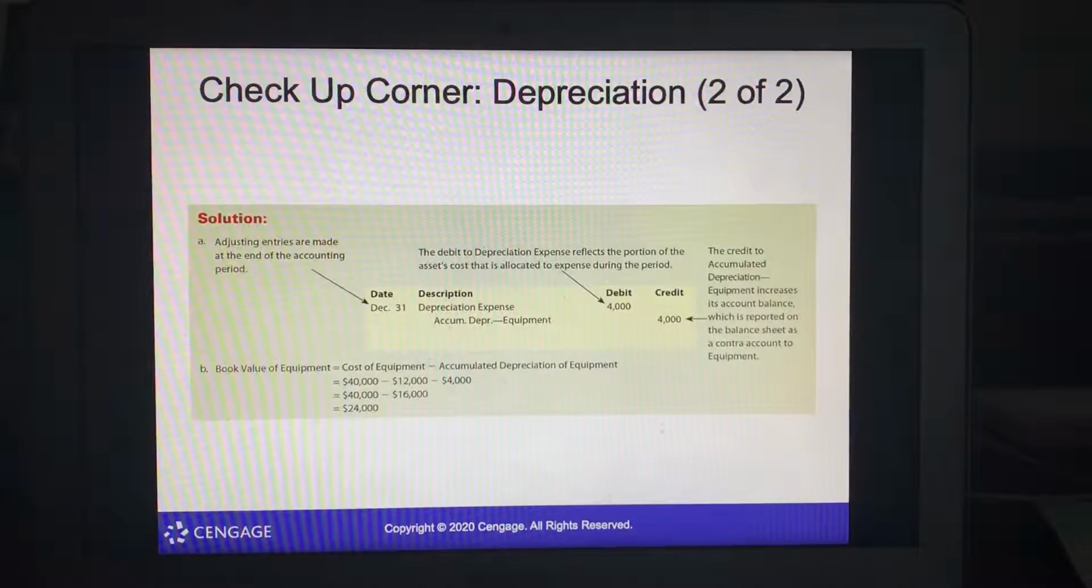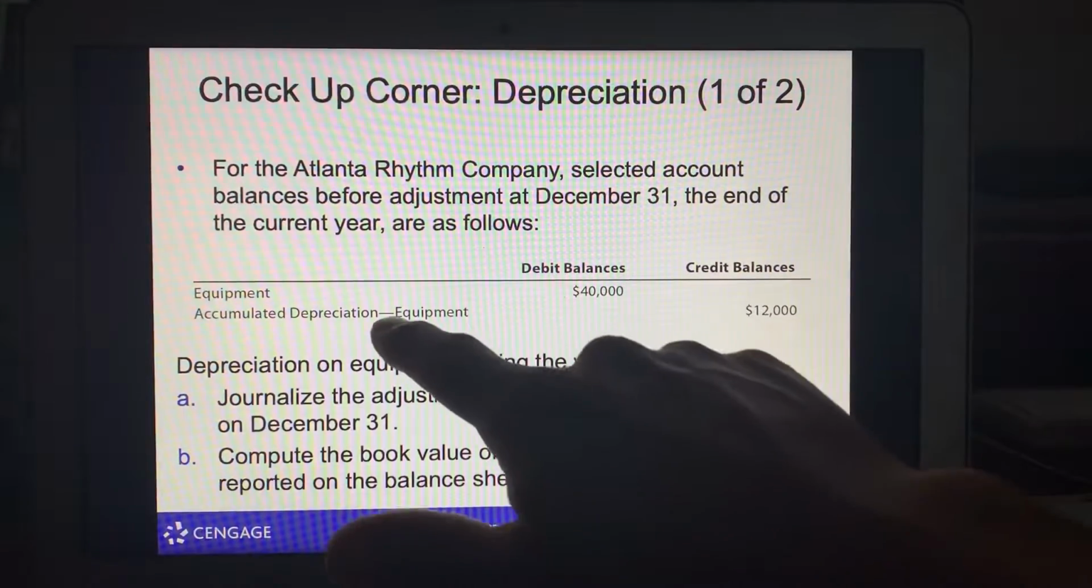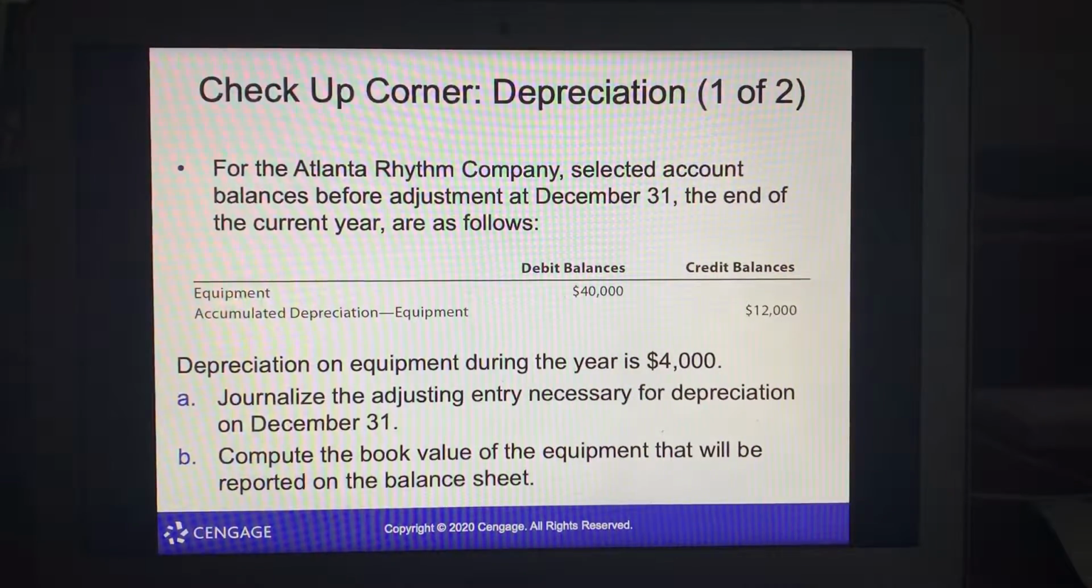Now, if we say depreciation expense 4,000 debited, don't forget that's going straight to your income statement. Then we're pulling accumulated depreciation equipment. We're crediting that, and that's that contra asset underneath our equipment. I talked about that previously. All we're doing is adding it to this accumulated depreciation.